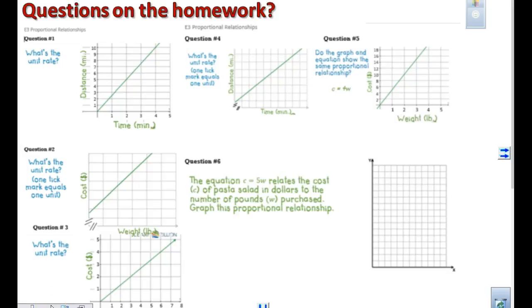Number one, how are you going to figure it out? E3 homework. How do you find out the unit rate? David, what are you going to do? Unit rate. If you go up from 1, can you tell where it's at?